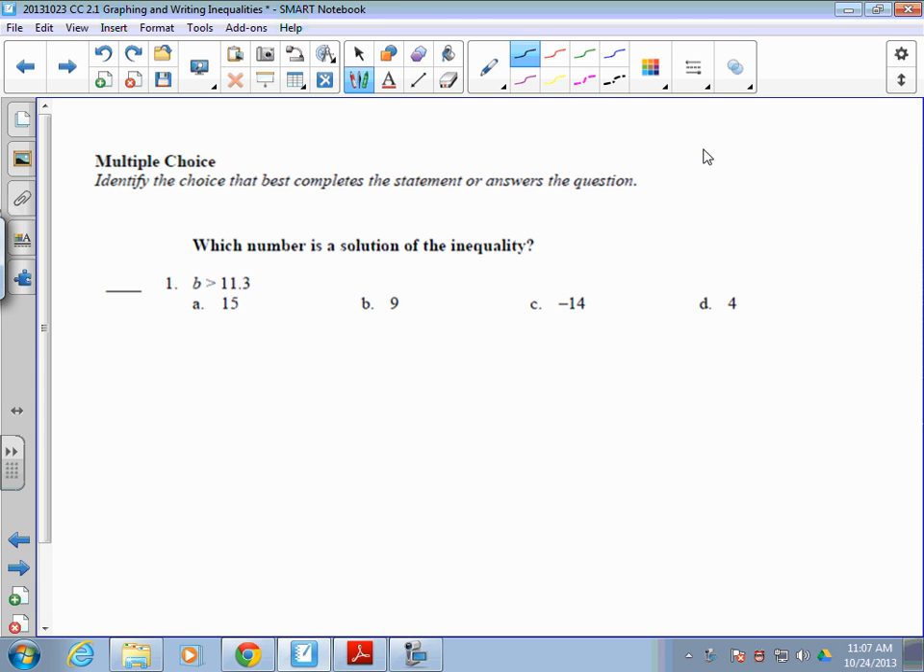It says which number is a solution of the inequality. So it's saying B is greater than 11.3. 9 is not greater than it. Negative 14 isn't. Neither is 4. A is the only one that works. 15 is greater than 11.3.